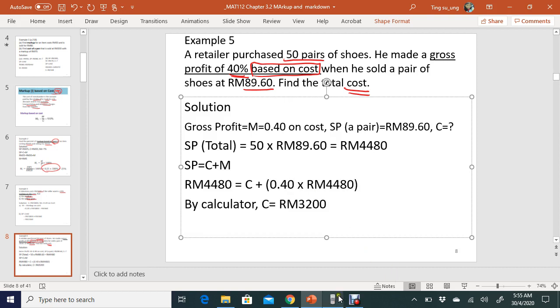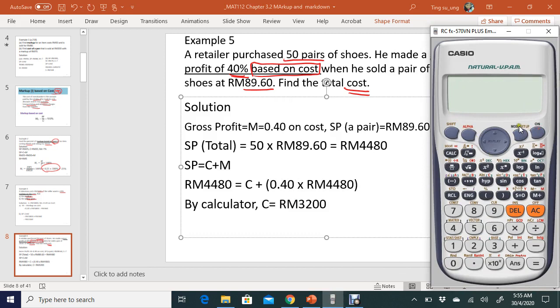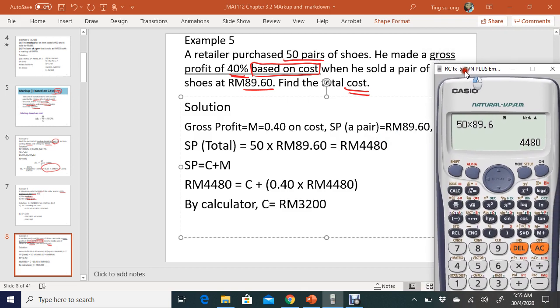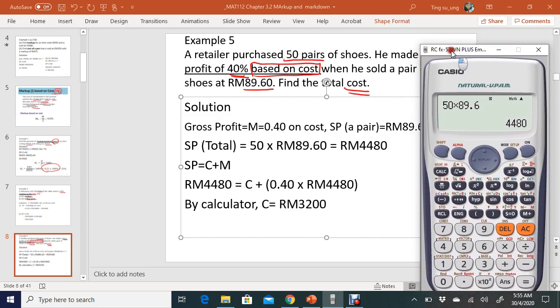Okay. So as usual, use your calculator. You can just reset everything first before you start. Okay, reset everything. So after that, this one should be okay, right? Because you need to have 50 pairs, so you just have 50, you multiply with the shoes price, 89.60. So this will be your selling price, right? But you want to make a gross profit.